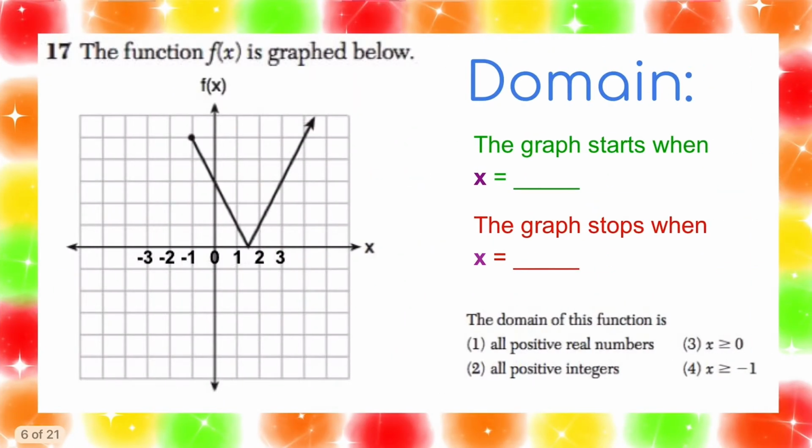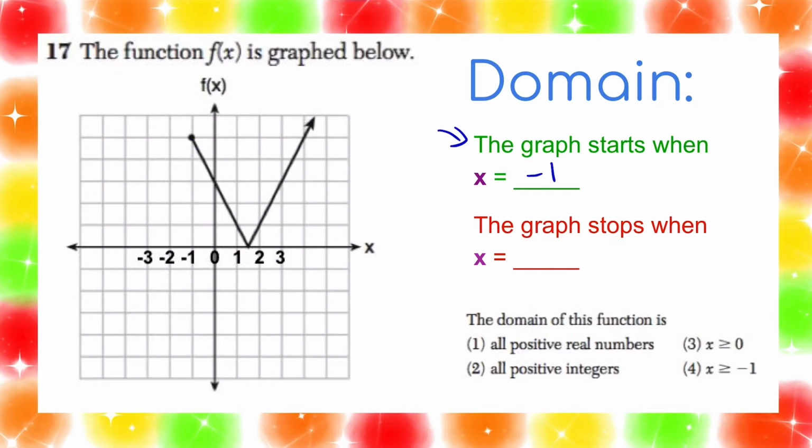Now let's look at a multiple choice. The actual question says the domain of this function is, so I'm looking at the x-axis. I numbered that for you. This one's a little bit tricky. The first question here, the graph starts when x starts at -1.